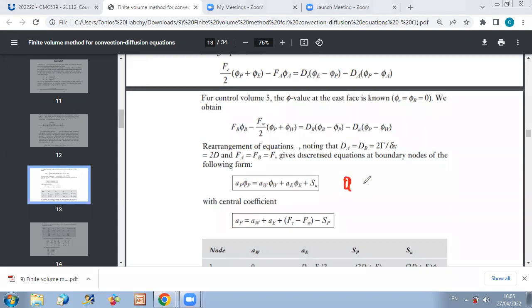If you remember, we wrote the equation like this: AP phi P plus A west phi west plus A east phi east equals a source term.